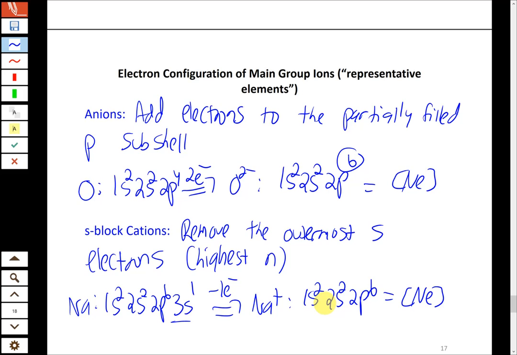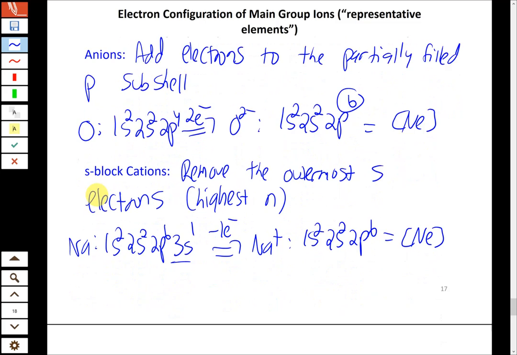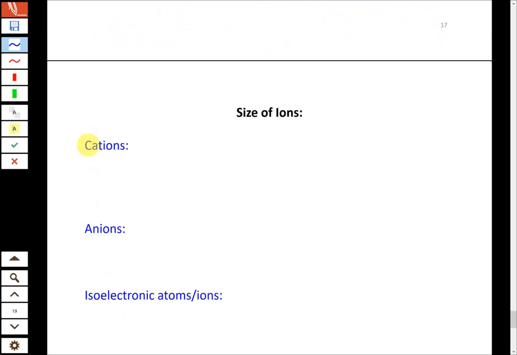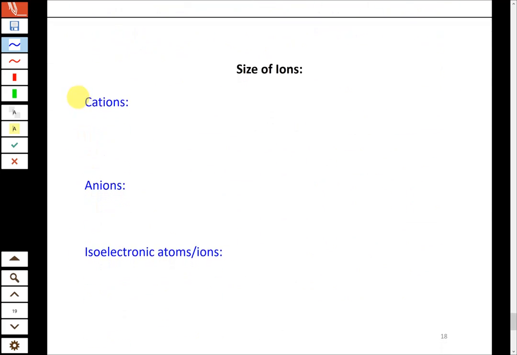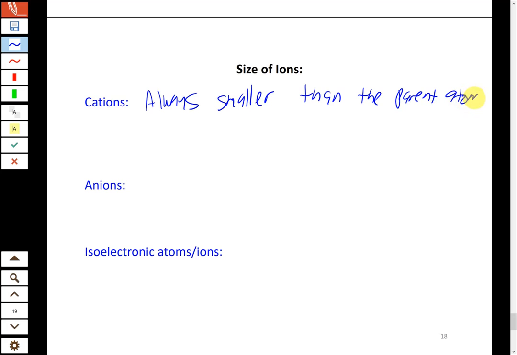All right, and the last thing we'll talk about today, we'll probably skip the last slide because we're almost out of time, is just how we can compare the sizes of cations and anions to their neutral atom. And it's pretty simple to remember in most cases because cations are always smaller than their parent neutral atom. Because we're removing the outermost electrons, which are furthest away, and so the rest of the electrons that are left are on average closer to the nucleus. So they're smaller than the parent atom because we're removing the outer electrons.